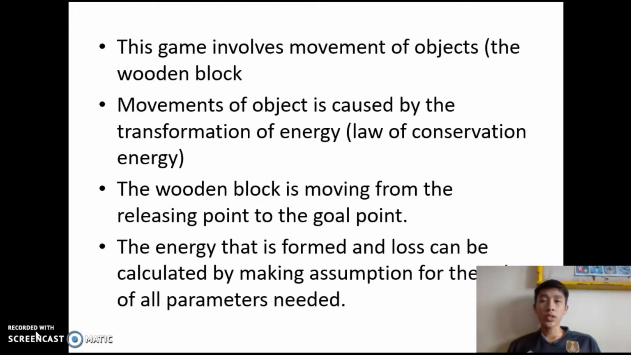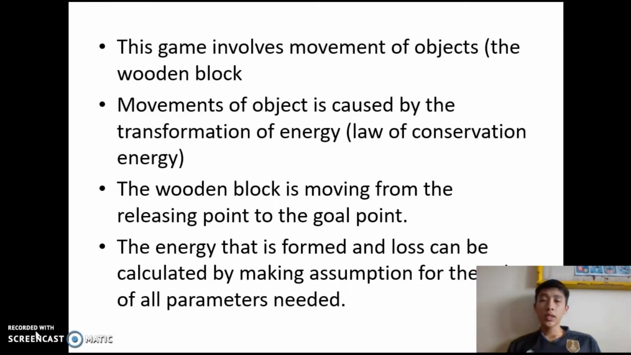The law of conservation of energy states that energy cannot be created or destroyed but can be transformed from one form to another form. For example, in this case, the wooden block is moving from the releasing point to the goal point. This is caused by the transformation of energy from the elastic potential energy in the rubber band that is transferred to the wooden block, which causes the wooden block to have the kinetic energy to move in acceleration.